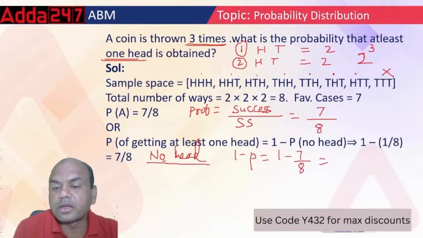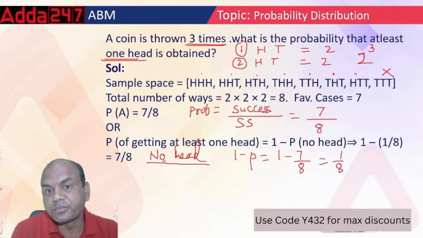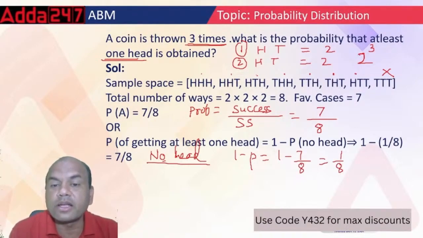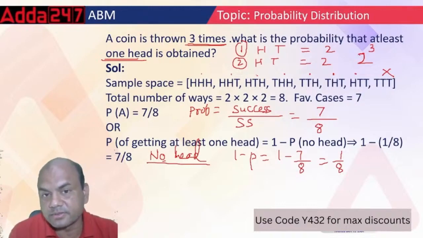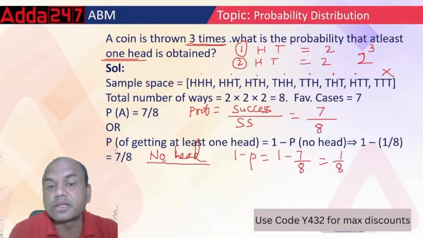So it is 1 upon 8. That is the answer for no head. If I ask you, I want at least two heads, in that case what can be the possibility? At least, I am talking. So 1, 2, 3, 4. These 4 are the answers.